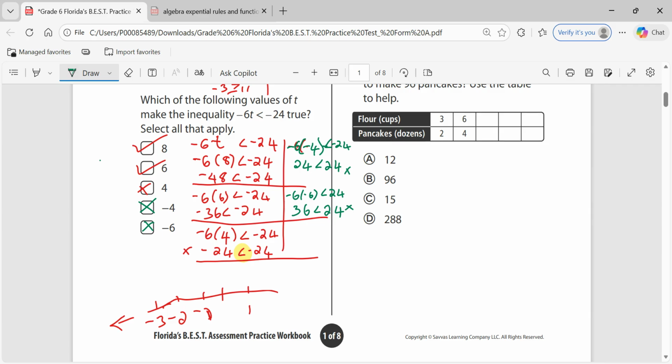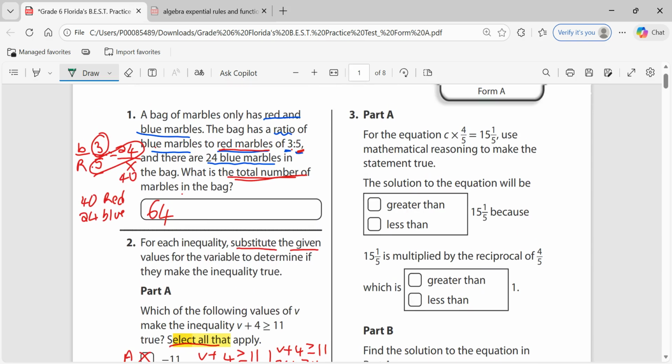All right, let's keep going. We have an equation. It says C times 4/5 is equal to 15 and 1/5. We're going to use mathematical reasoning to make the statement true. So first of all, that's what I want to highlight. If I'm on the computer, I want to put a line under that.